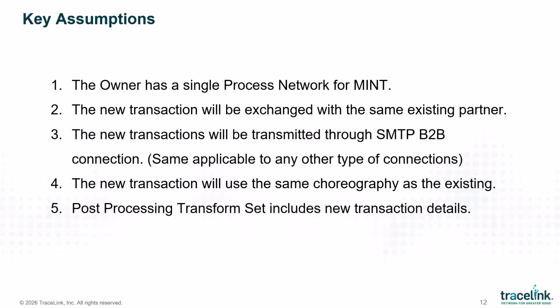Let us review the key assumptions for this scenario. First, the owner operates a single process network for Mint and will work within that existing network. Second, the new transaction will be exchanged with the same existing partner, so no new partner onboarding is required. Third, the transaction will be transmitted through the SMTP B2B connection, meaning we'll create a new connection setup. Fourth, the new transaction will follow the same choreography as the current one, allowing us to reuse the established process flow. Finally, the post-processing transform set should include the new transaction.